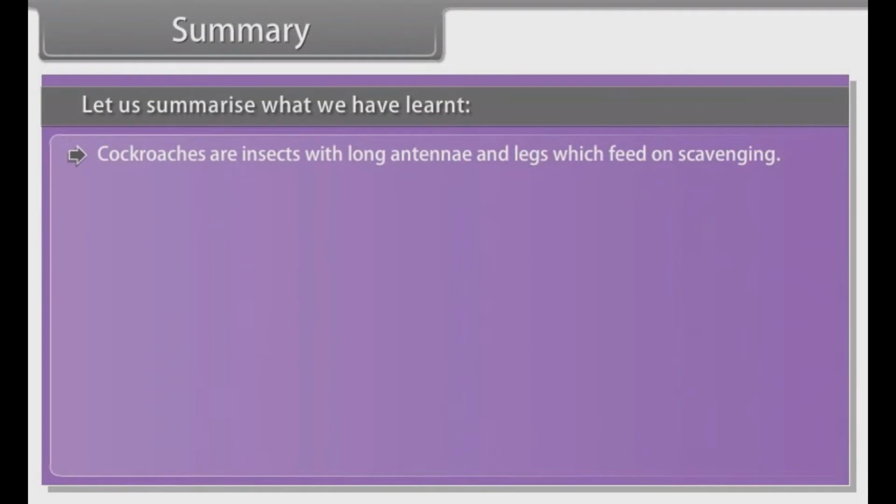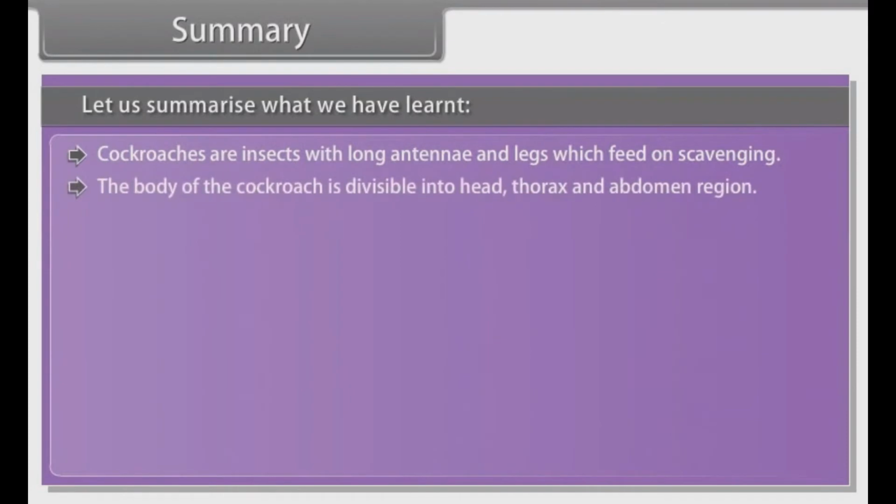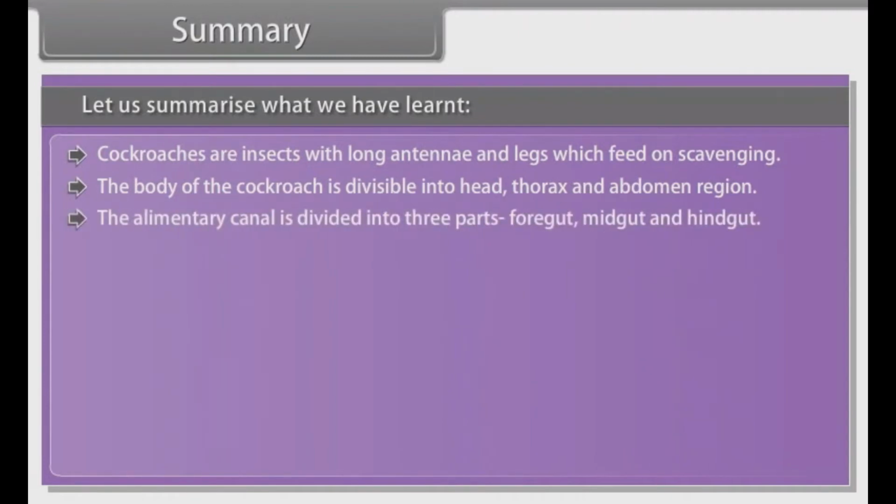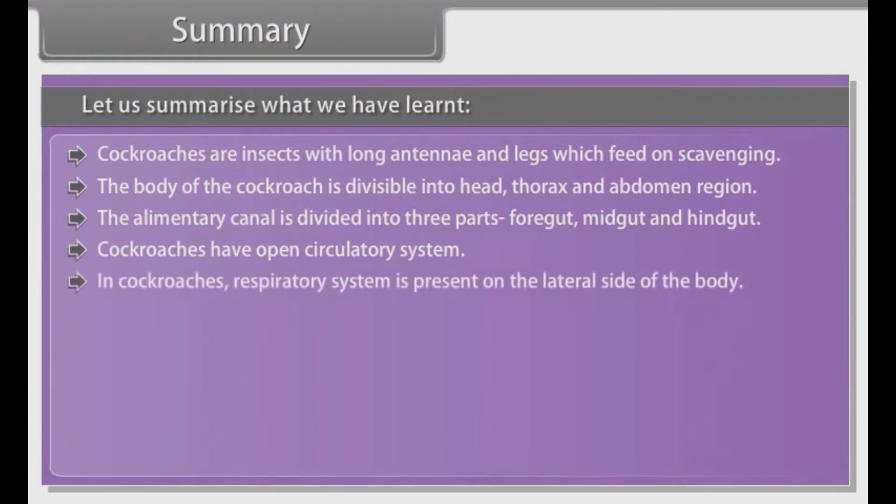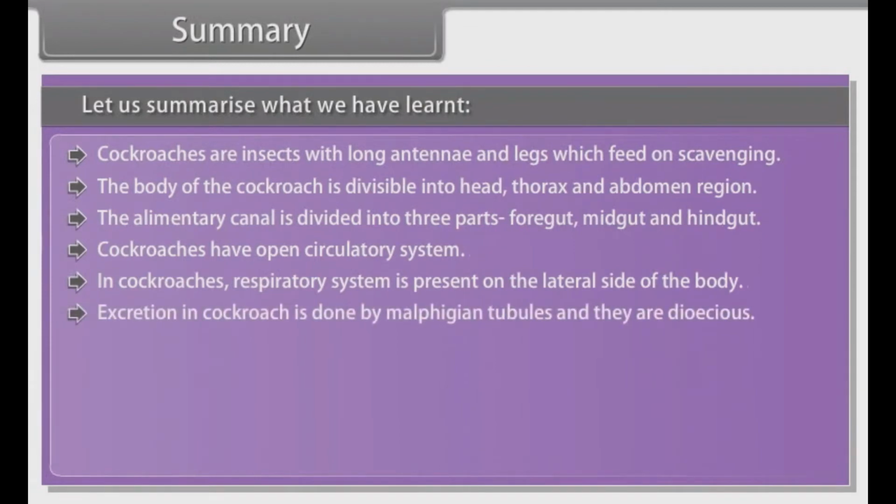Cockroaches are insects with long antennae and legs which feed by scavenging. The body of the cockroach is divisible into head, thorax and abdomen regions. The alimentary canal is divided into three parts: foregut, midgut and hindgut. Cockroaches have an open circulatory system. In cockroaches, the respiratory system is present on the lateral side of the body. Excretion in cockroach is done by Malpighian tubules and they are dioecious.